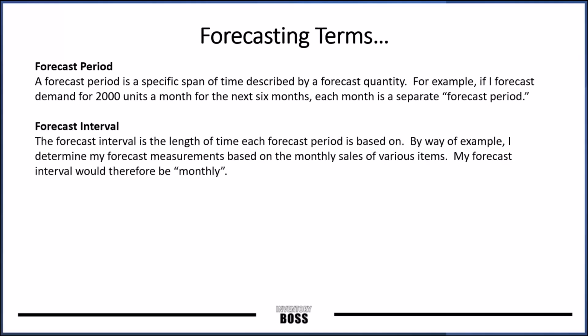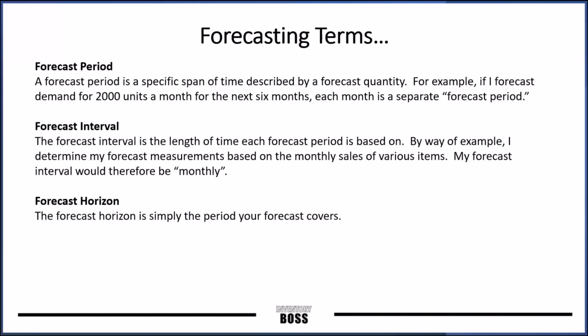The next one's a forecast interval. A forecast interval is a length of time that each period is based on. So a forecast period could be a week, a month, a quarter. We are going to use months, and I'll explain that a little bit later. But we're going to have forecast intervals that are monthly.